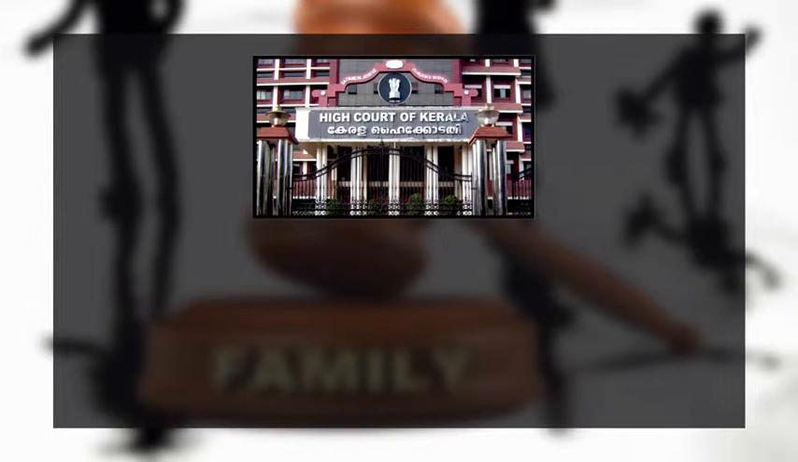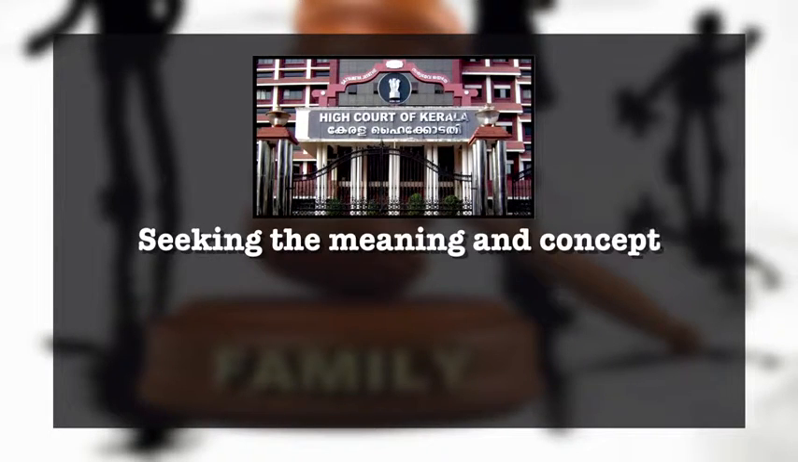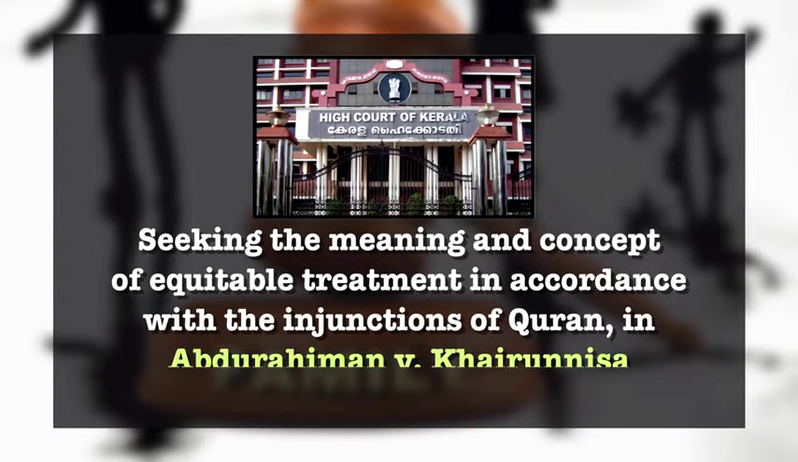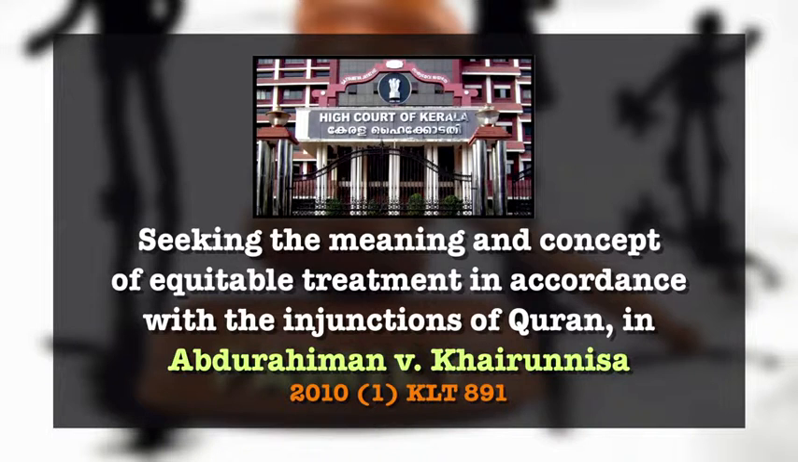The High Court of Kerala, in an attempt to seek the meaning and concept of equitable treatment in accordance with the injunctions of the Quran, in Abdur Rahim versus Khairun Nisa, travelled a long distance and took pains to find out the validity of polygamous marriages in Islamic jurisprudence. The court reviewed the purpose of marriage, Quranic restraints imposed on polygamy, and the need of polygamous marriages at different points of time.